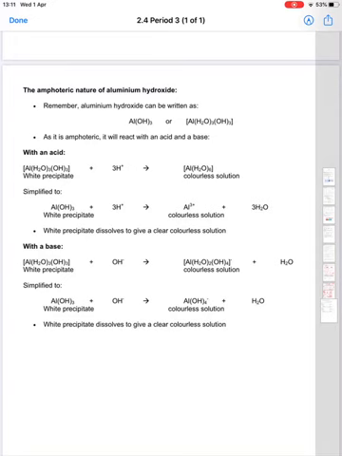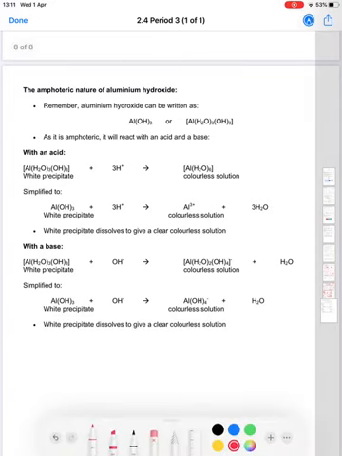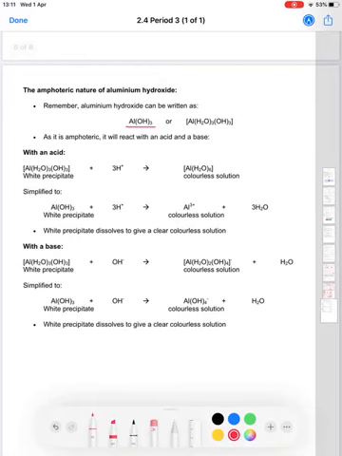Then is to look at the amphoteric nature of aluminium hydroxide, which hopefully you can see we can write like that, or alternatively we can write it like this. It's sometimes easier to think about it written like this one in order to think about its amphoteric nature. So amphoteric basically means it will react with either an acid or it will react with a base.